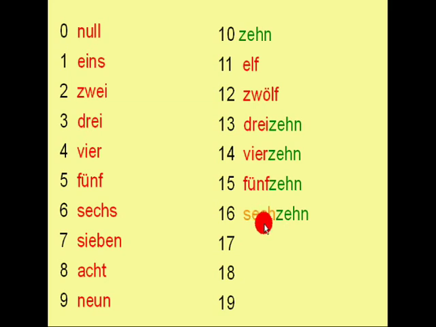This one is also an exception. The ending EN is cut off from 7, so we say 17 instead of 17. The rest one is regular, 18 and 19.